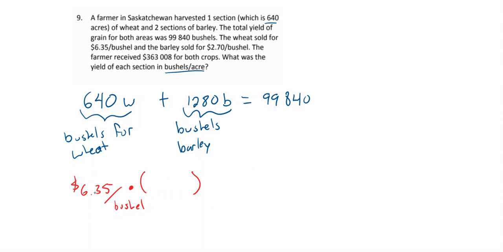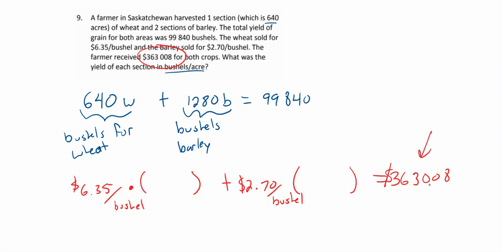Because here, I'll write it out. So I've got this much per bushel multiplied by something. I'll just leave that in brackets. Plus $2.70 per bushel, and I'm going to multiply that by something else. Well, I know in the end that's going to equal my total dollar value, so that's going to be equal to $363,008. And just dollars. Okay, so in the end, I end up with dollars.